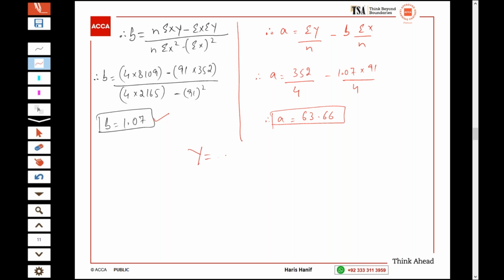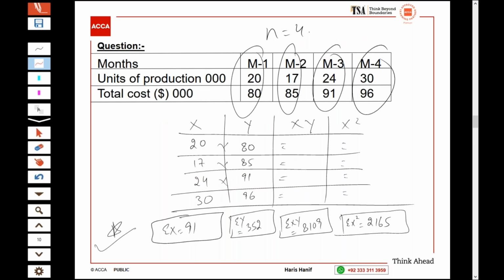Now y is equal to a plus bx. Y is equal to 63.66 plus 1.07x. Now you have made this a linear equation, and this is total production and total cost.